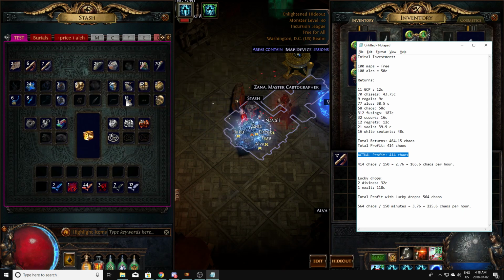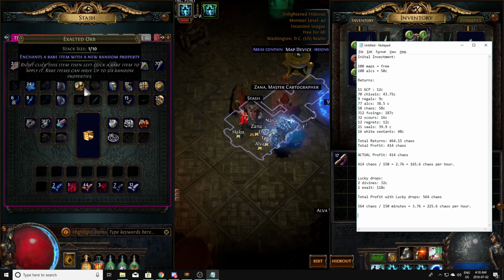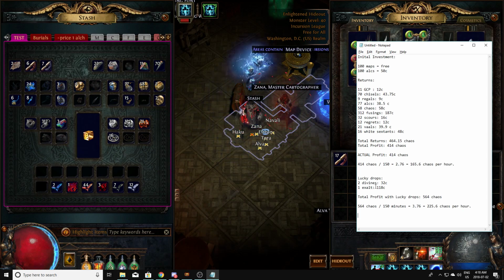Then, if I count in the lucky drops, the two divines and the exalt, total actual profit was 564. Divided that by 2.5 hours, 3.76 chaos per minute, for a total of 225 chaos per hour, which is almost 2 exalts per hour. Obviously, this result is kind of skewed because we actually dropped an actual exalt, which is worth 118 chaos.